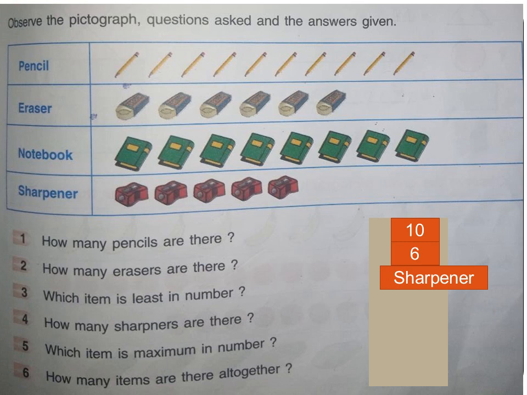Next, how many sharpeners are there? It is 5. There are 5 sharpeners. Next, which item is maximum in number? Maximum means more. What is the answer? It is pencil. Next, how many items are there all together? You have to start counting from pencil, then eraser, add notebook, at last till sharpener. What is the total number? It is 29. This you have to copy it in your maths classwork neatly.